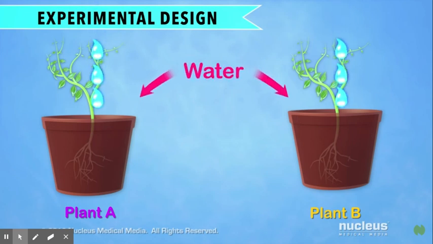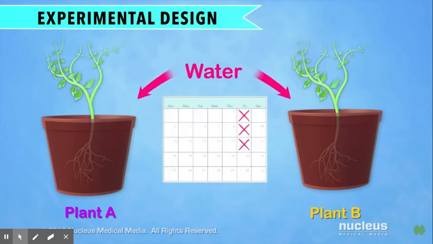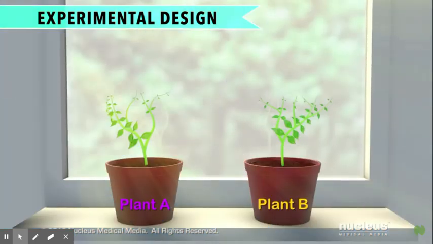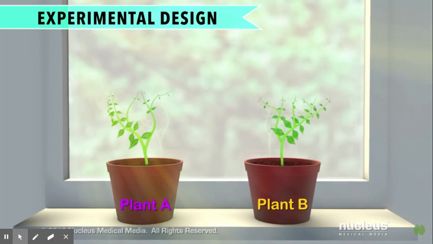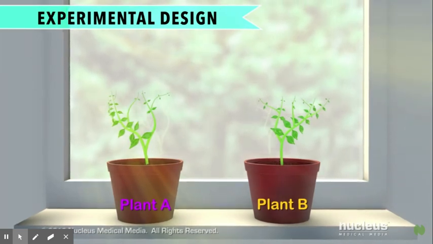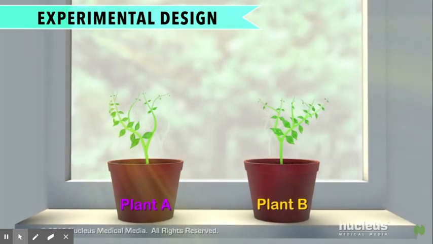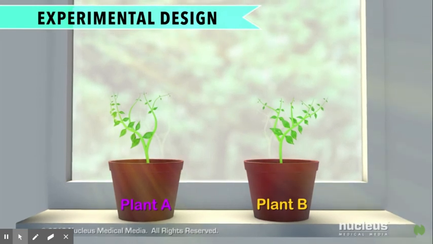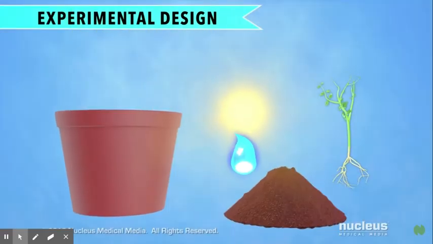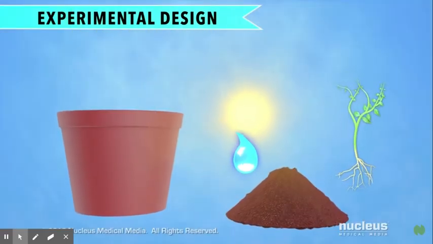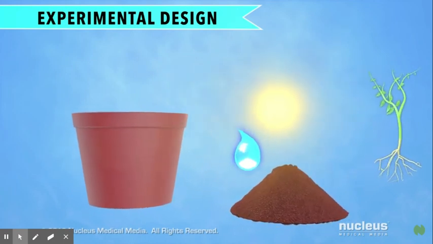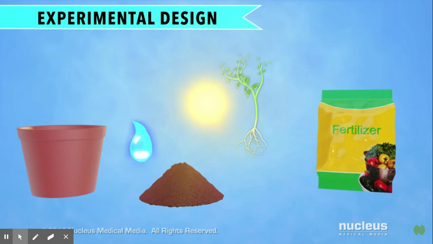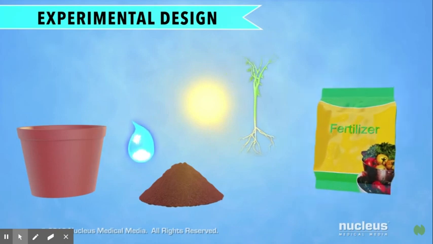You would water them both the same amount at the same times. You would also put the plants next to each other in the same place, such as a windowsill, so that they're both exposed to the same amount of sunlight and kept at the same temperature. It's important that everything is the same, because the purpose of your experiment is to find out whether or not the fertilizer works. So, what would be different?